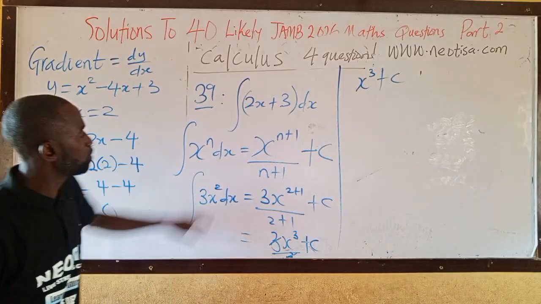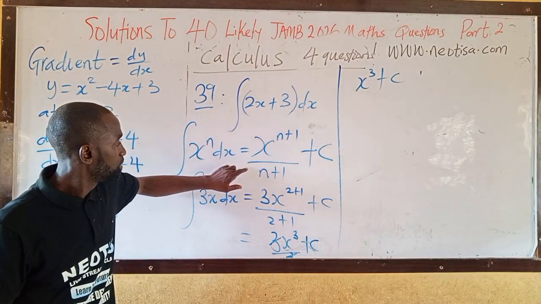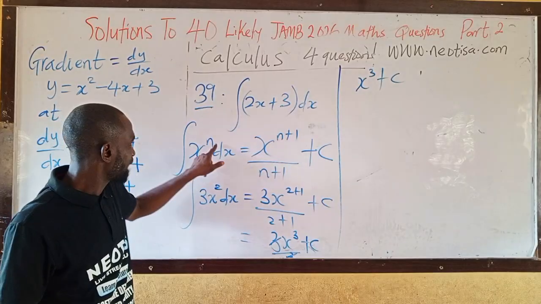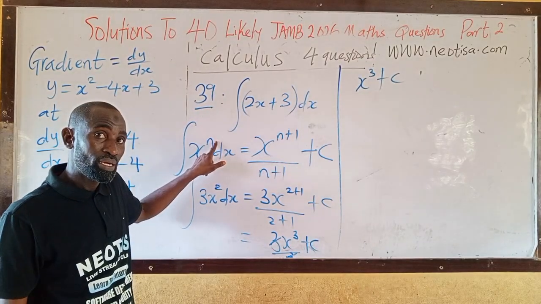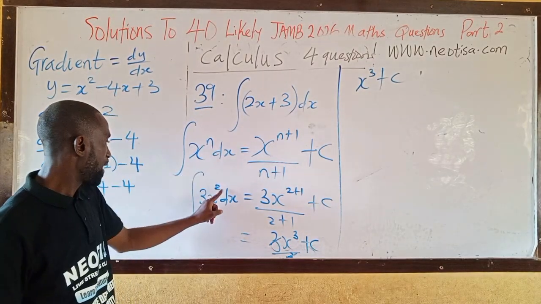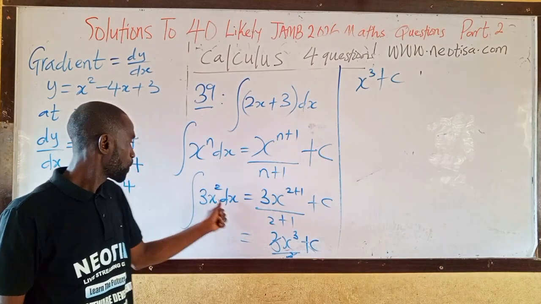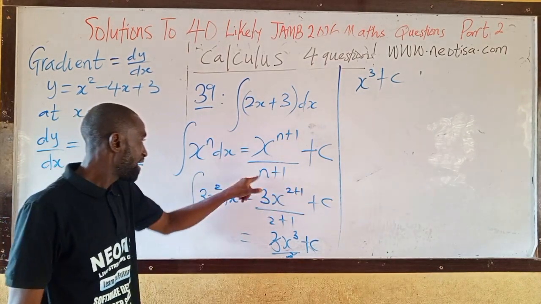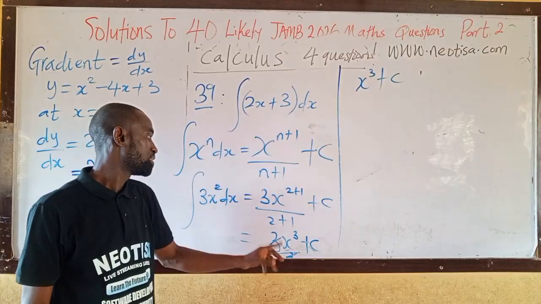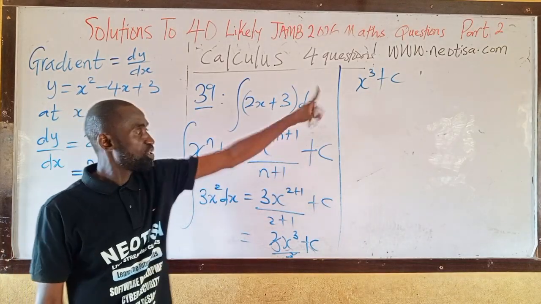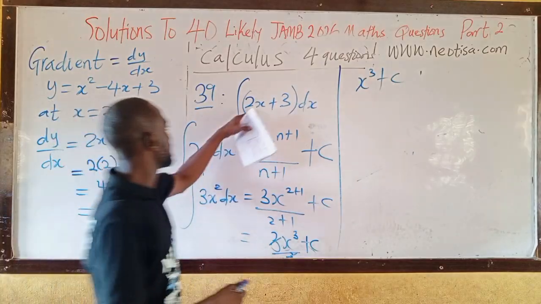Now what else? This is the general rule under integration. Integrate x to the power n dx to be x to the power, I'll just add 1 to the power. So where is the power here? 2. This is a constant, I'll leave the constant out. Then x, then 2 plus 1, all over n plus 1, 2 plus 1. How would that be? 3x cubed all over 3. 3 will cancel 3. Then x cubed plus c. So integrate this.